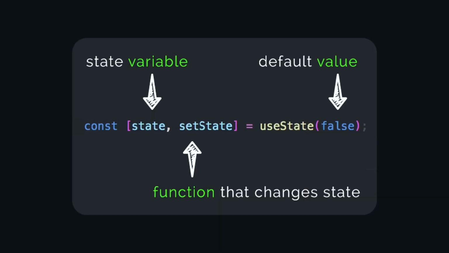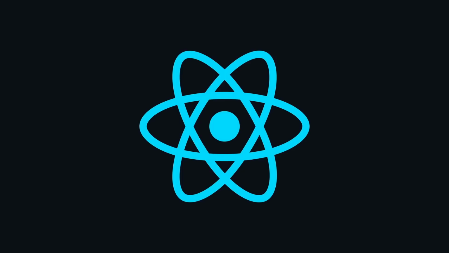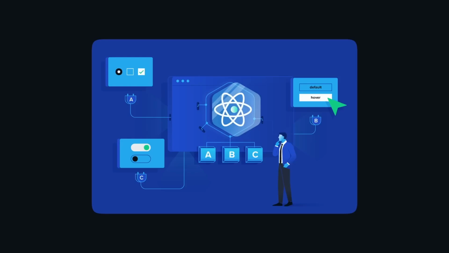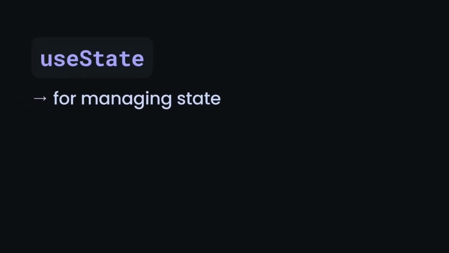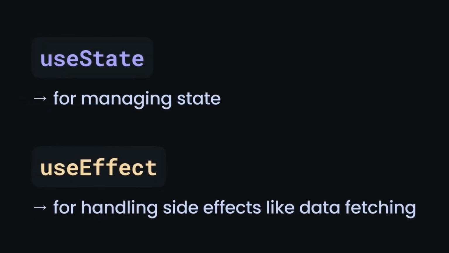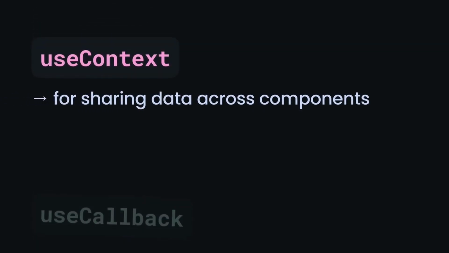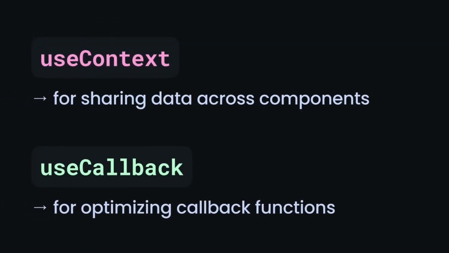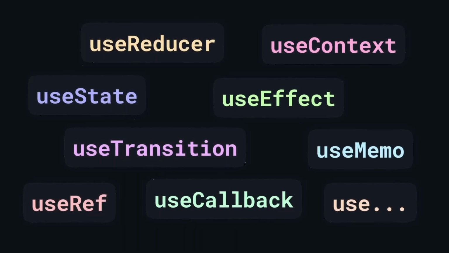The syntax we just used with the useState, and as I told you when I introduced this hook, useState is just that, a hook. Hooks are special functions in React that let you tap into React features, like state management in this case. And there are many different types of hooks. useState for managing state, useEffect for handling side effects like data fetching, useContext for sharing data across components, and useCallback for optimizing callback functions. There are plenty more as well, and we'll go over some of these in this crash course.